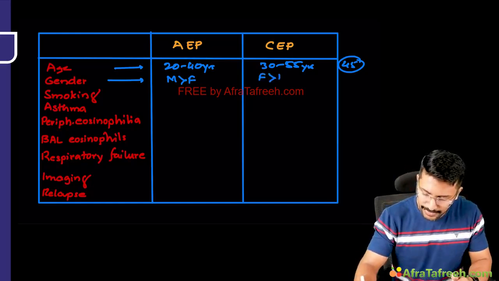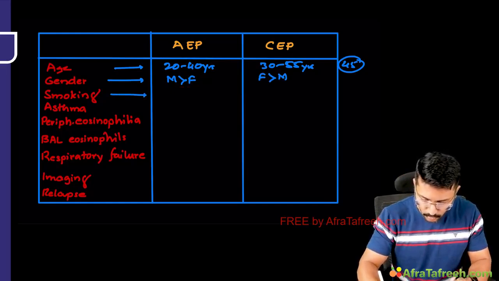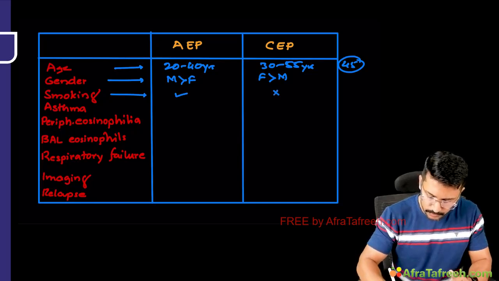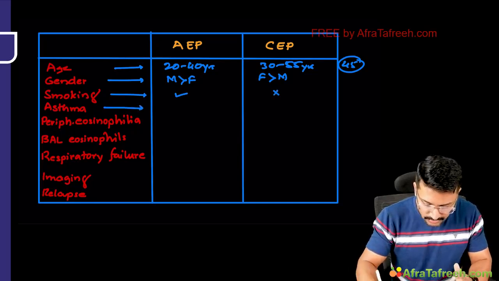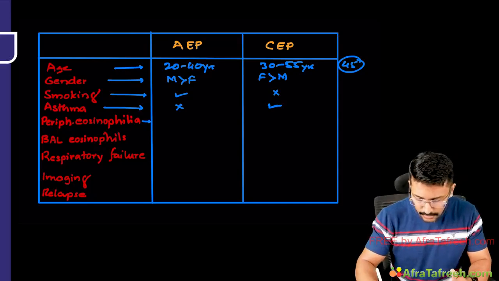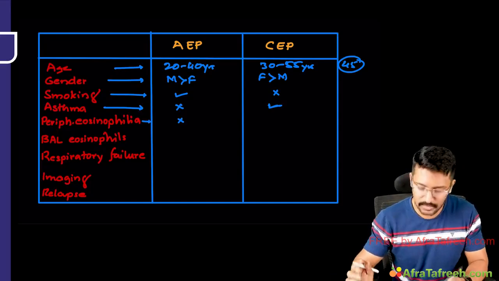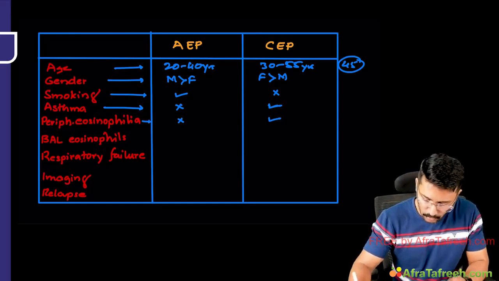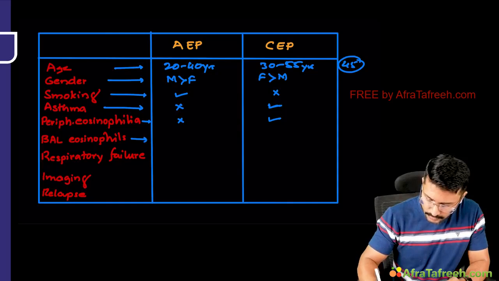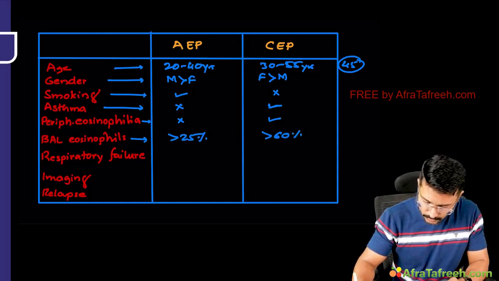Females are more affected than males in chronic eosinophilic pneumonia. Smoking is an important cause for acute eosinophilic pneumonia. Smoking has no role in chronic eosinophilic pneumonia. A patient of acute eosinophilic pneumonia is generally non-asthmatic, and chronic eosinophilic pneumonia is typically asthmatic. Peripheral eosinophilia, in acute eosinophilic pneumonia, is not known to occur at the time of presentation, at least. In chronic eosinophilic pneumonia, it's a common feature. BAL eosinophils: more than 25% for acute eosinophilic pneumonia, more than 60% for chronic eosinophilic pneumonia.